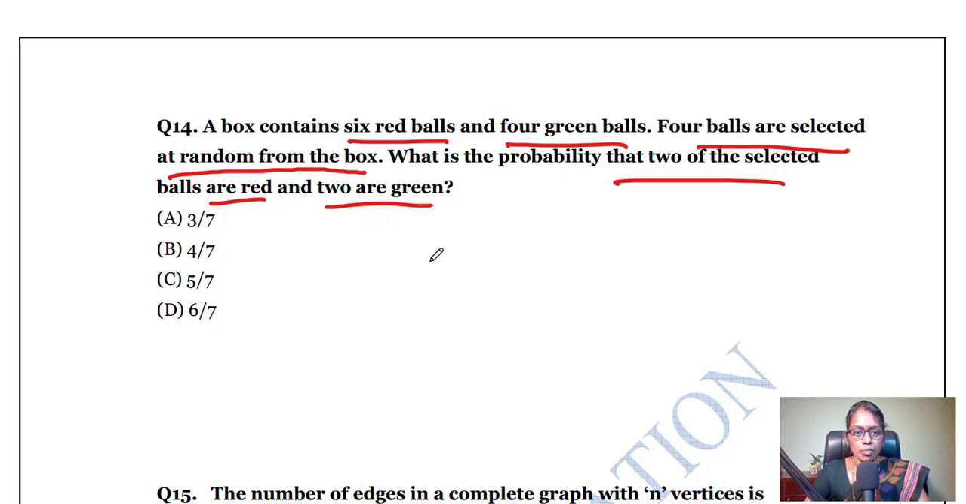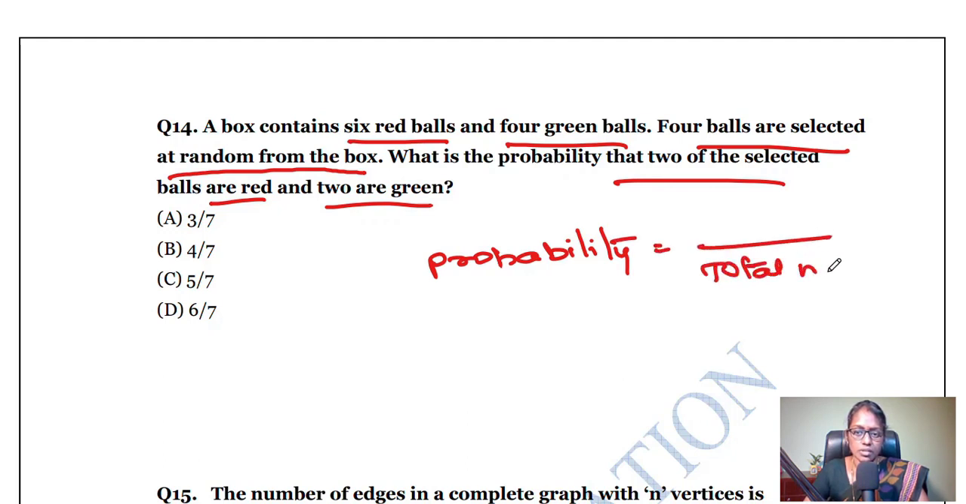So first, probability can be represented as the number of favorable events divided by the total number of possible events. For example, for tossing a coin, there are 2 possible outcomes, and the chance of getting a tail is 1 by 2. Now, in the same way, a box contains 6 red balls and 4 green balls.